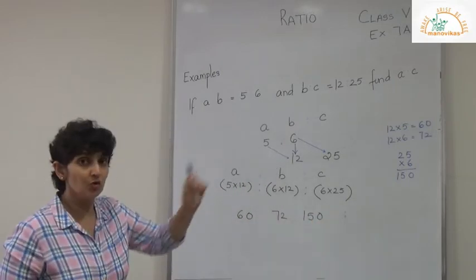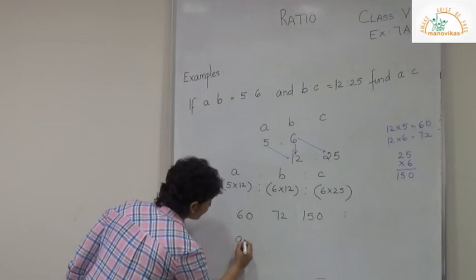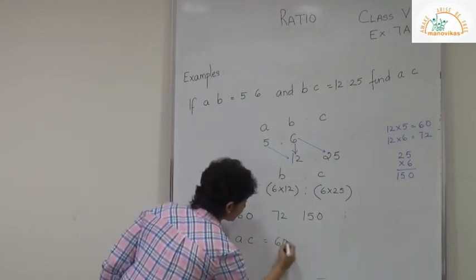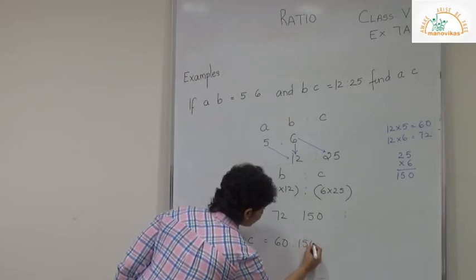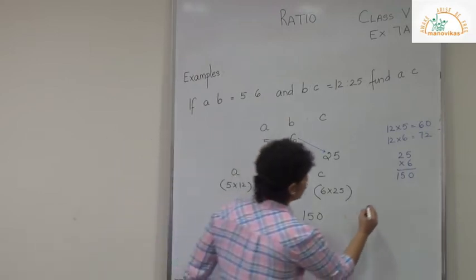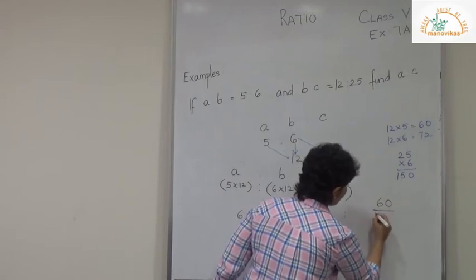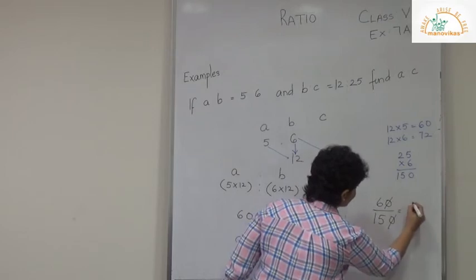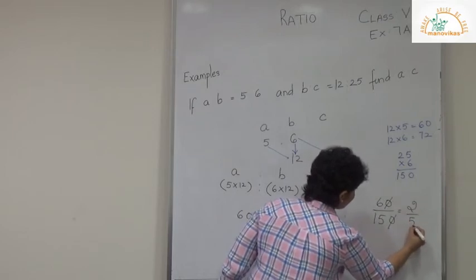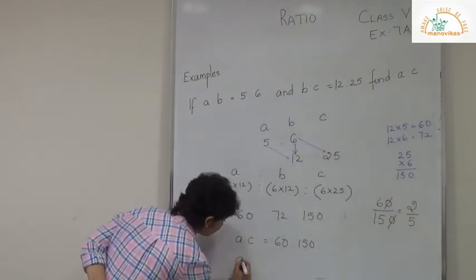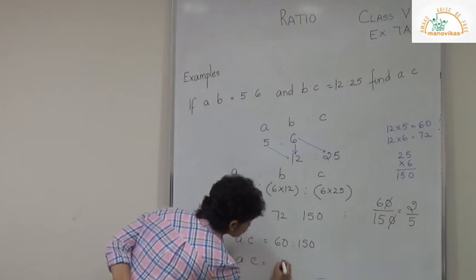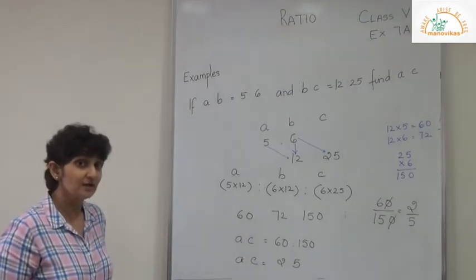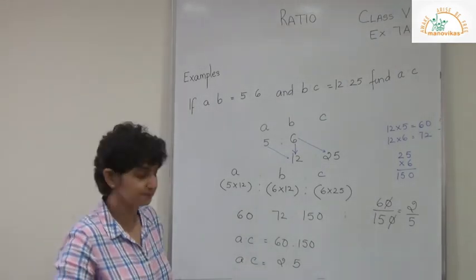Of these, you need to find out A is to C. So that is 60 is to 150. I can reduce 60 upon 150. 0, 0 gets cancelled. 3 2s are 6, 3 5s are 15. So my answer A is to C is 2 is to 5. I hope you have understood. Let's try another similar sum.